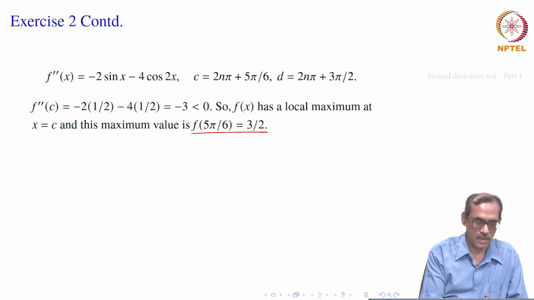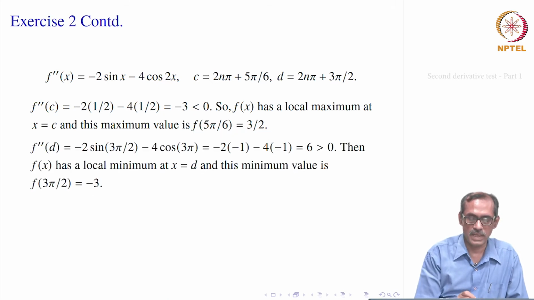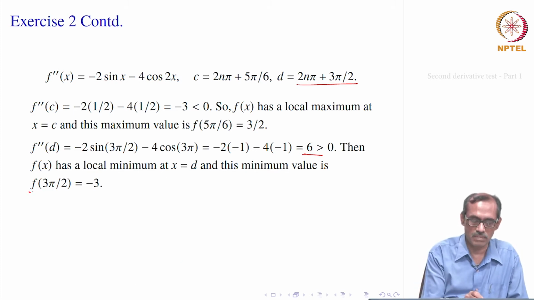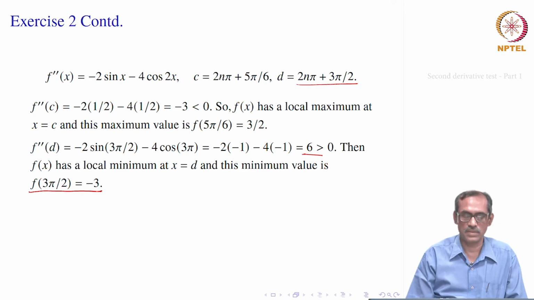Okay. Similarly, if you go for D, we substitute 2nπ plus 3π/2, that is 3π/2 essentially. So, that gives us 6, which is bigger than 0. Again, as in the B case, there is a local minimum at D, and this minimum value is f(3π/2), which is minus 3.